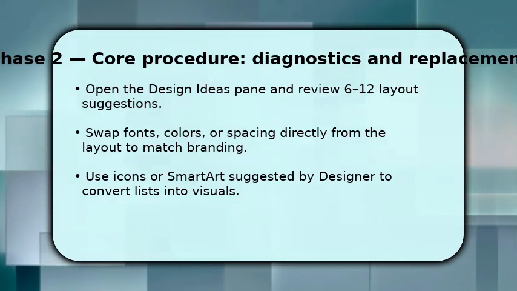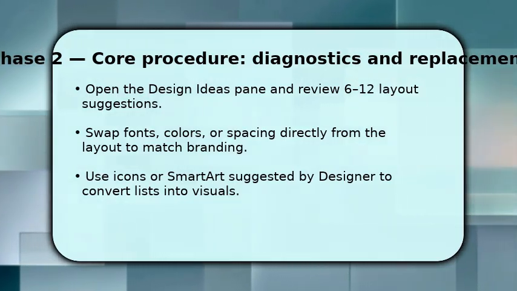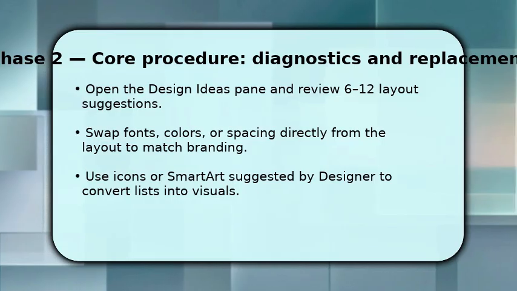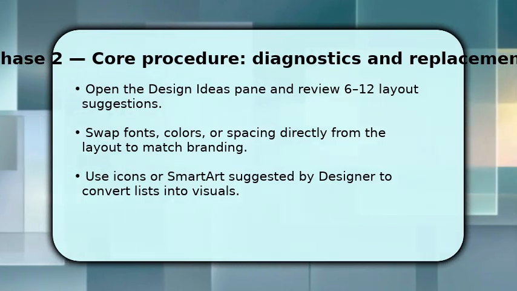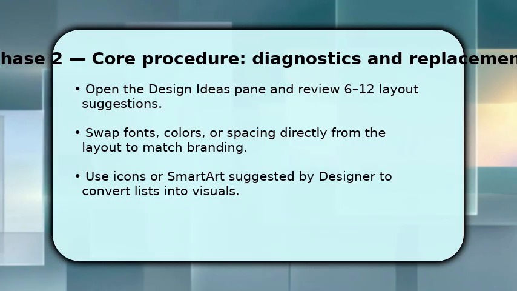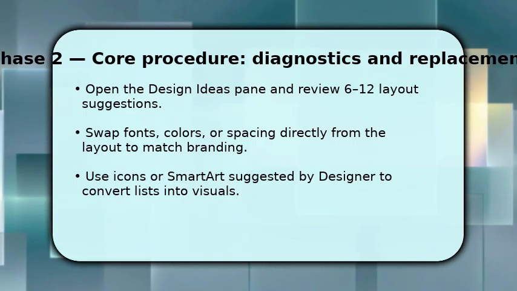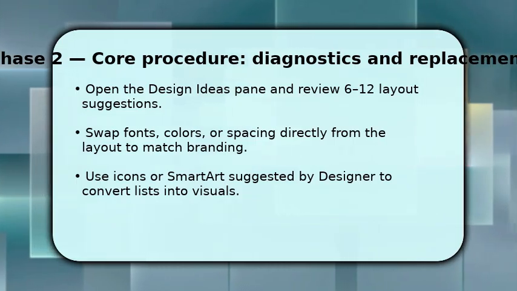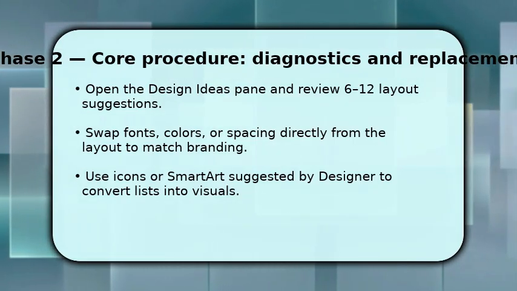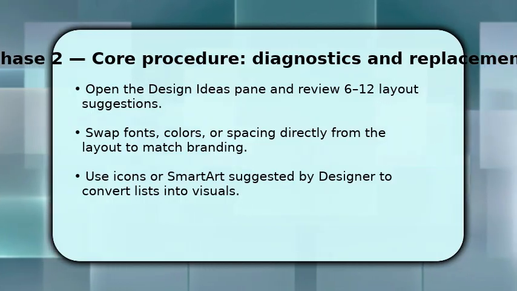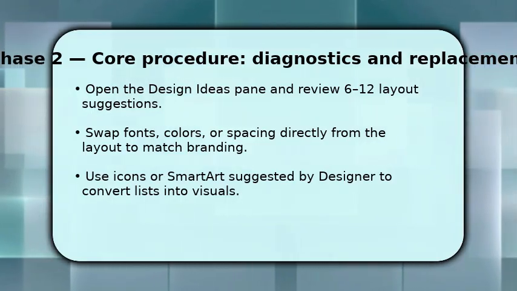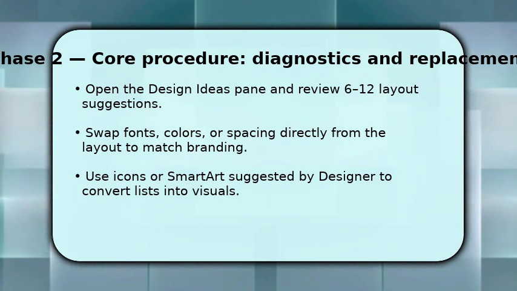You can swap font sizes, colors, and spacing without rebuilding the slide, and designer preserves alignment and contrast. If a list feels dense, accept a smart art suggestion to convert bullets into visual steps. When icons appear, replace or recolor them to match your palette. Make sure to iterate, accept a layout, tweak spacing, then reopen Design Ideas for alternative refinements.